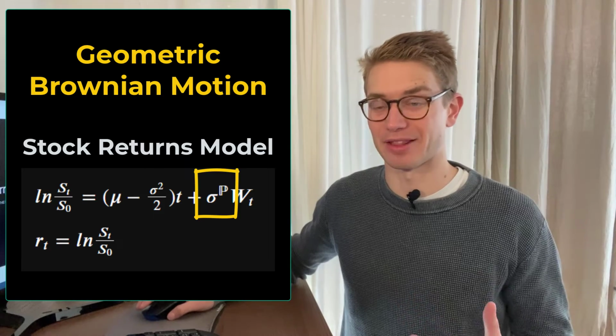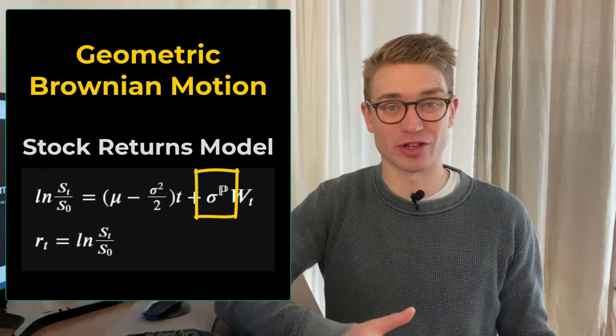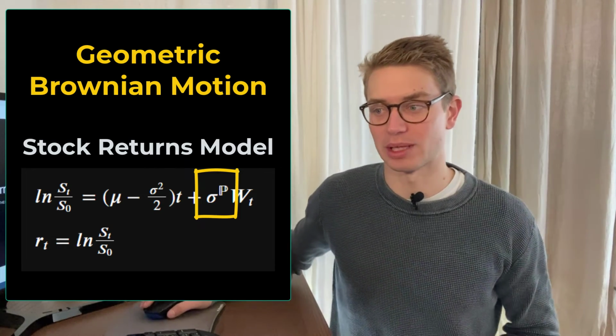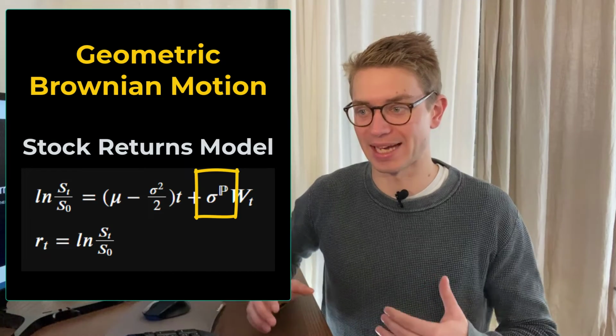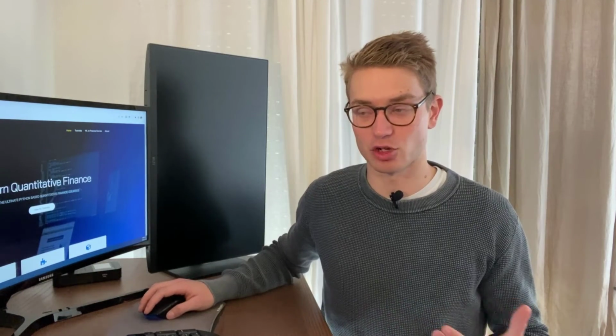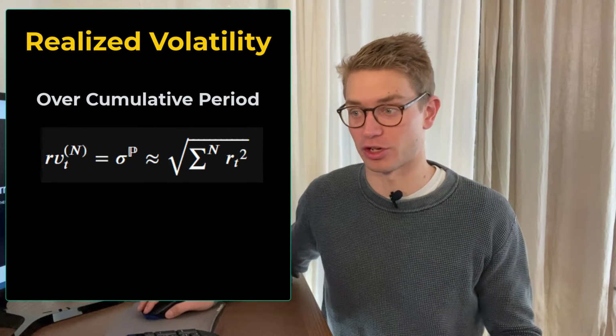So this happens under the physical probability measure. Now, if you don't know what I'm talking about here, that's okay. We can explain that in a further video. Now here, for the realized volatility over time, we actually get the sum over an entire period of time. We get the square root of the sum of the squared log returns.